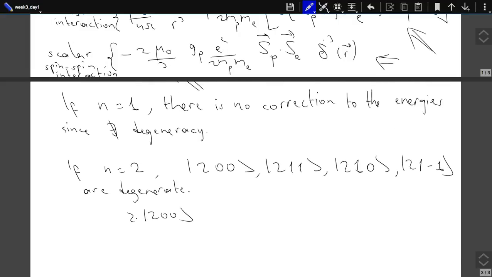<2,0,0|z|2,0,0>: we already said that this is 0. Now <2,0,0|z|2,1,1>. What can you say about this? Is it zero or not? And the first one, okay, true. What about the m?